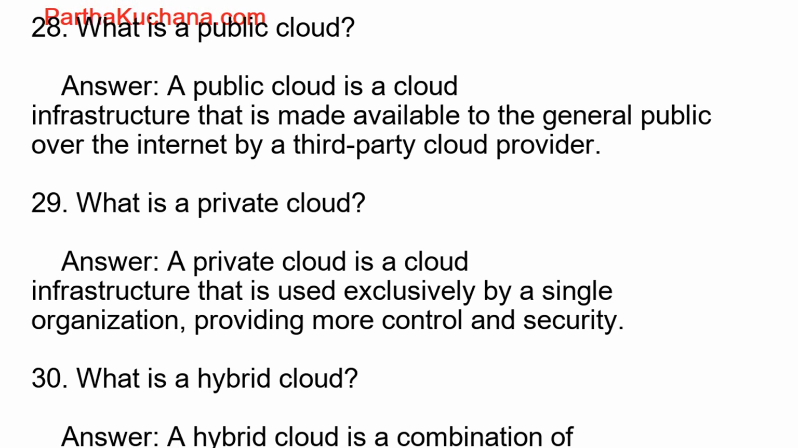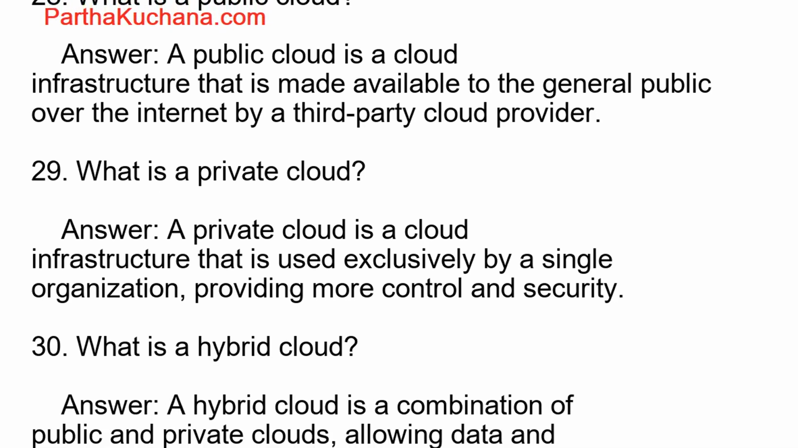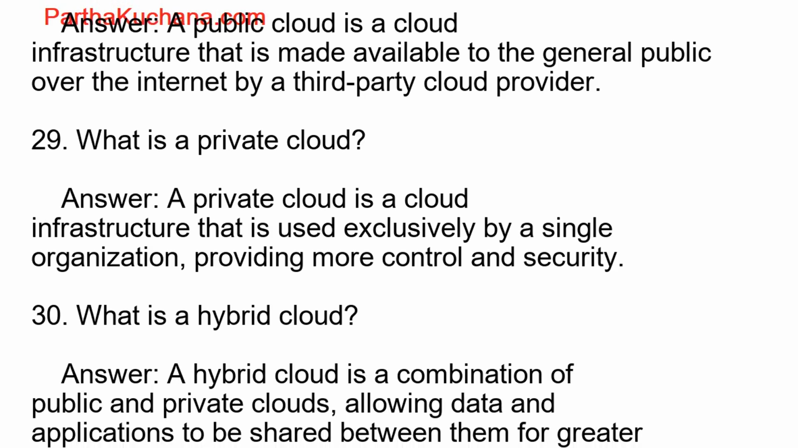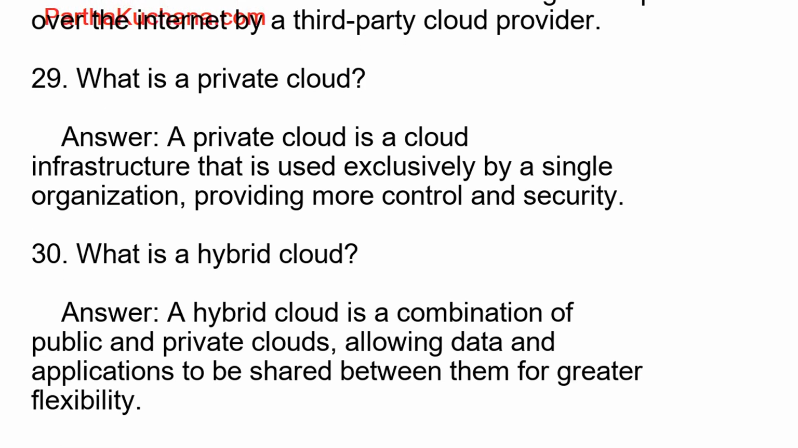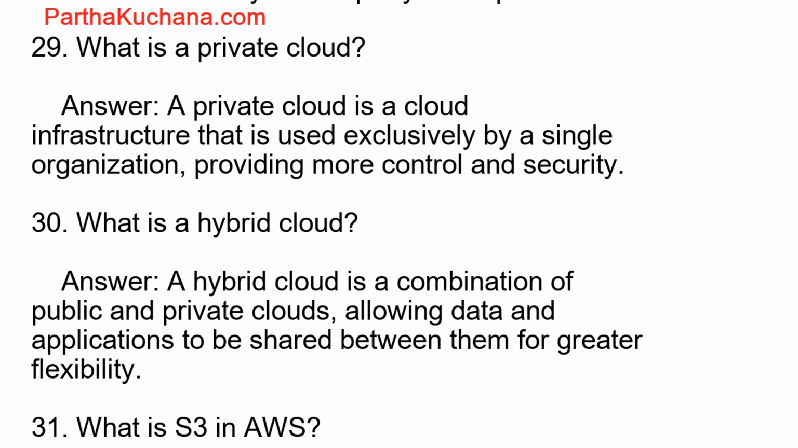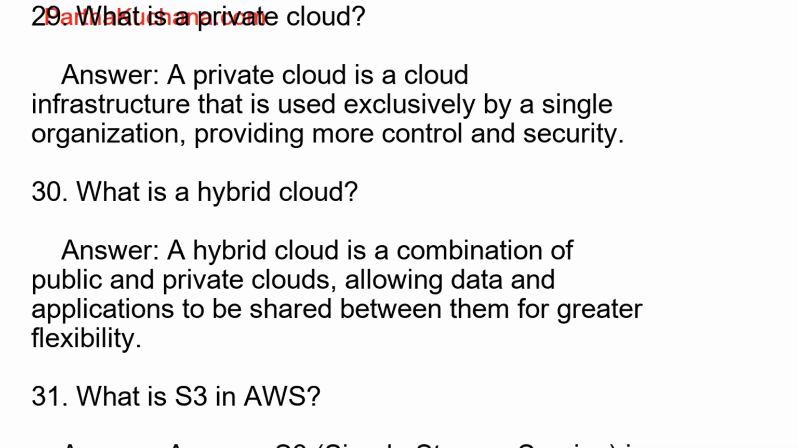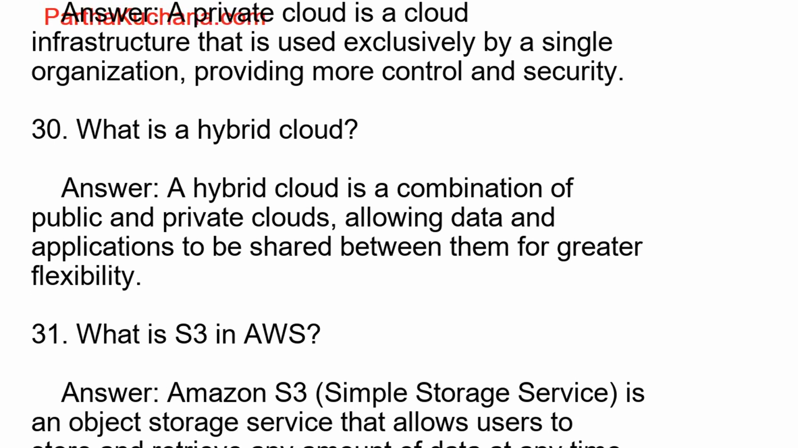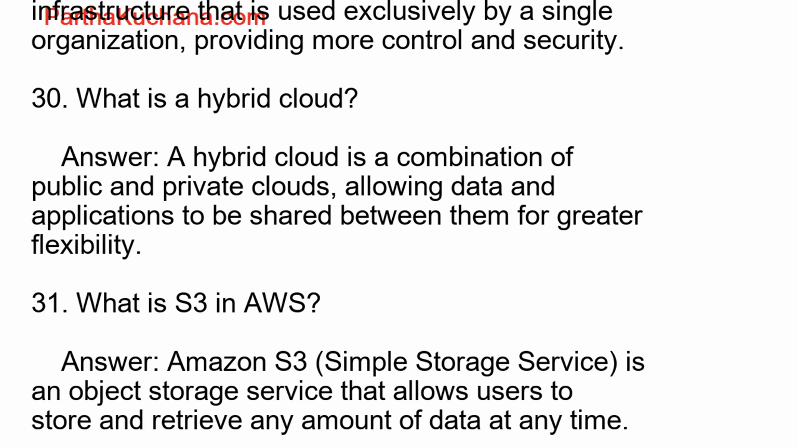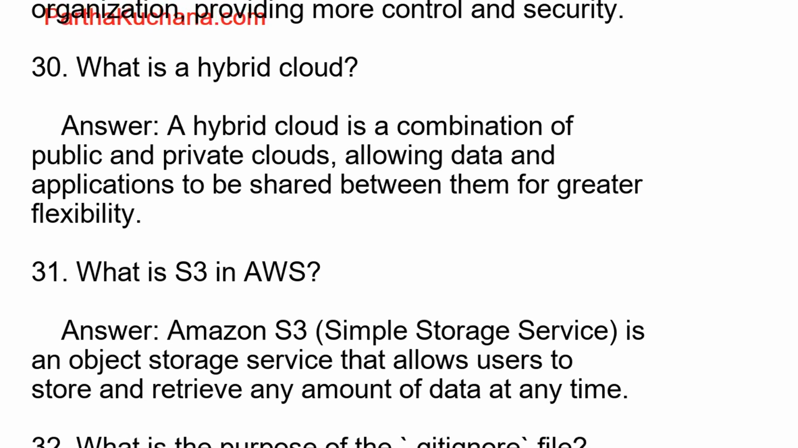30. What is a hybrid cloud? Answer. A hybrid cloud is a combination of public and private clouds, allowing data and applications to be shared between them for greater flexibility. 31. What is S3 in AWS? Answer. Amazon S3, Simple Storage Service, is an object storage service that allows users to store and retrieve any amount of data at any time.